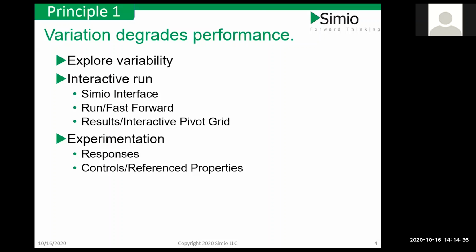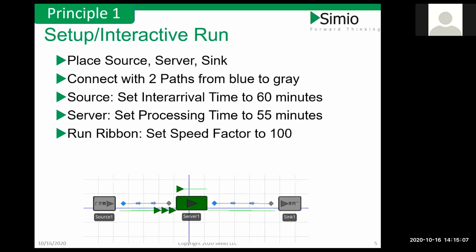So in this one, we're talking about variation degrades performance. And if you think back to our module 2 example of the car detailing, you can see an example there of how the performance got degraded dramatically. And in fact, we're going to do something similar here, and we're going to do a little bit of work with the interactive run with the Simio interface and a little bit with experimentation. Actually, I'll probably go through this a little bit quicker, only because we already did cover something very similar to that.